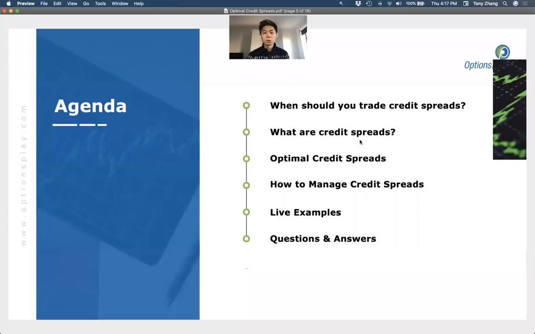So today what we're going to do is talk a little bit about when you should trade credit spreads. It's very important that investors understand when you should utilize credit spreads. They're not useful for all market conditions. They're only useful for certain market conditions. So it's important that you understand when.